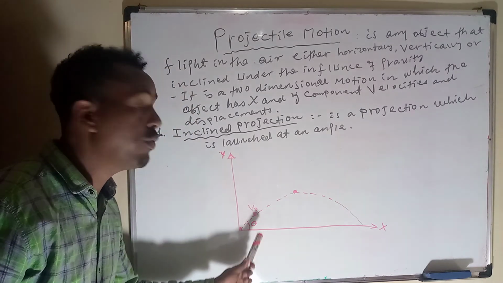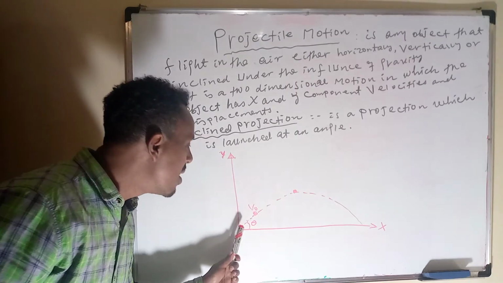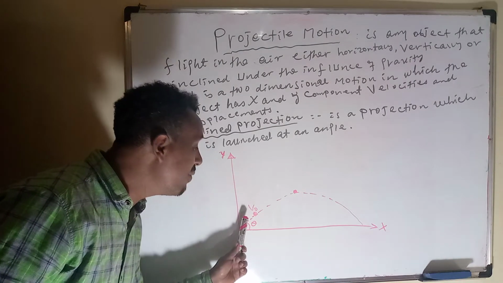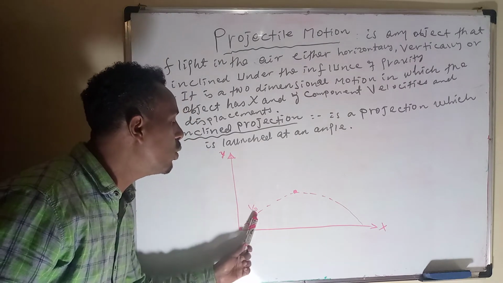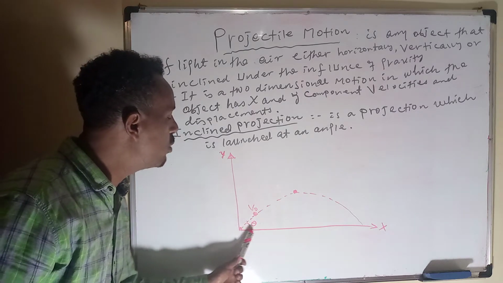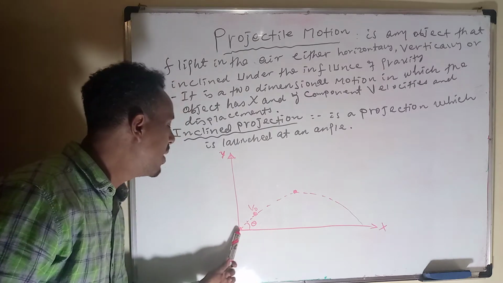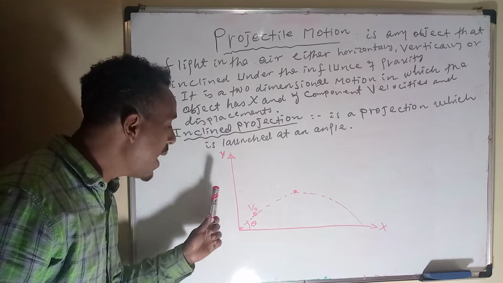The initial velocity of the ball. So this v naught, the initial velocity of the ball, is decomposed into velocity along the x-axis and velocity along the y-axis.